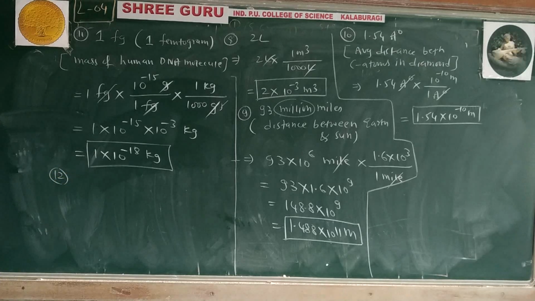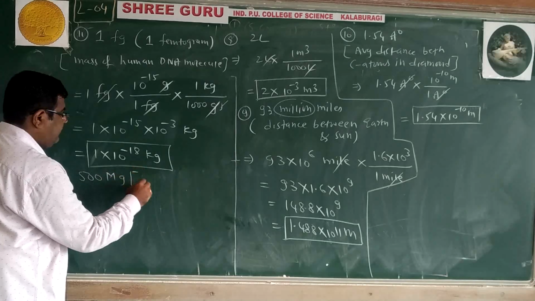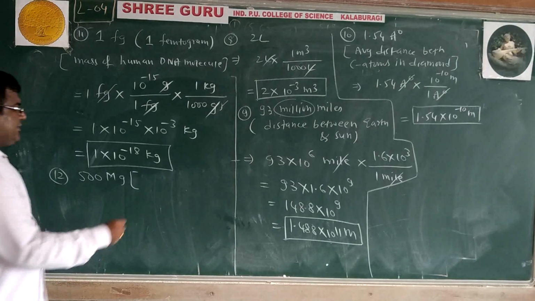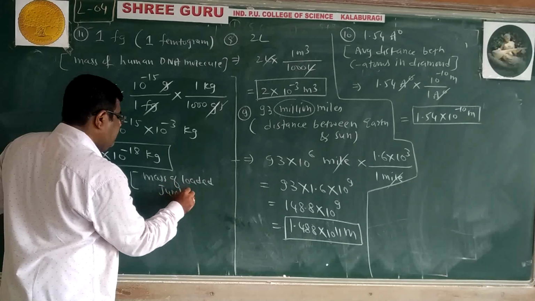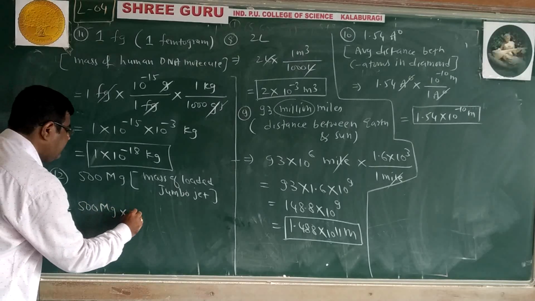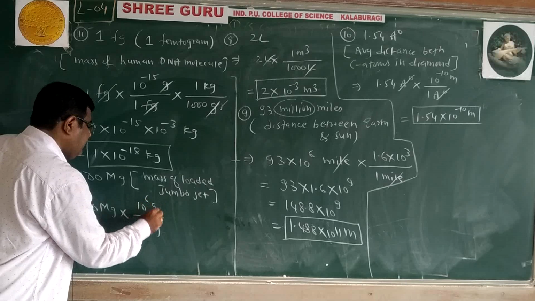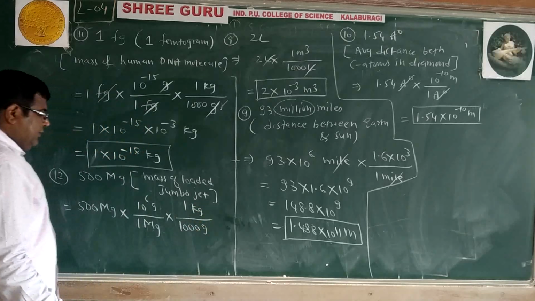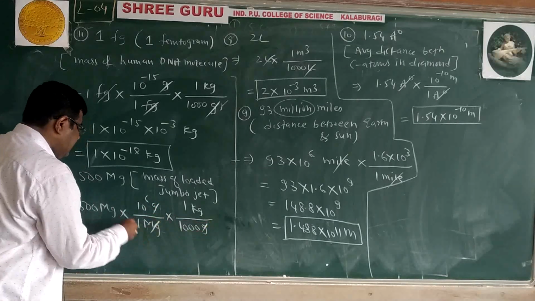12th one is 500 megagram. Mega is 10 raised to plus 6. Mass of a loaded jumbo jet. So this is 500 megagram, and we can write 1 megagram is equal to 10 raised to 6 gram, and 1000 gram is equal to 1 kilogram. Gram, megagram cancel.